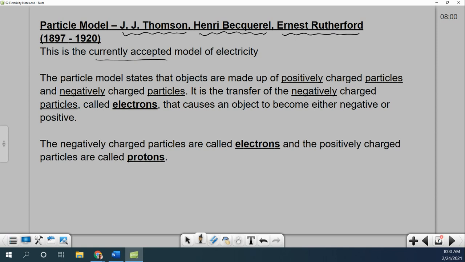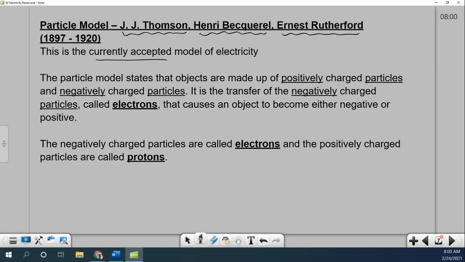And I mean, we're fairly confident that this is the correct model of electricity, but if you think about it, I'm pretty sure Benjamin Franklin was pretty certain that the fluid model was correct as well. So who knows? Maybe there's another model we discover later. But so far, all the experiments we've been doing seem to work really well if we follow the particle model. So what is the particle model, right?